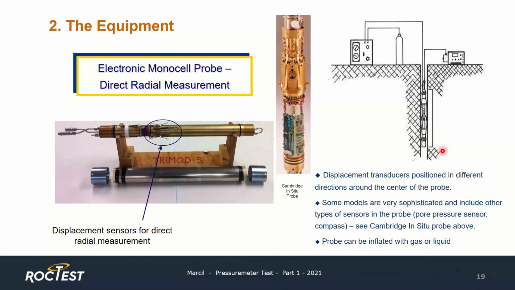Some models are very sophisticated and will include other sensors, like a pressure sensor inside of the probe for measuring the pressure in the probe, but also outside of the probe for measuring the pore pressure. Also, some models will include a compass for measuring the orientation of the probe. The probe can be inflated with either gas or liquid.